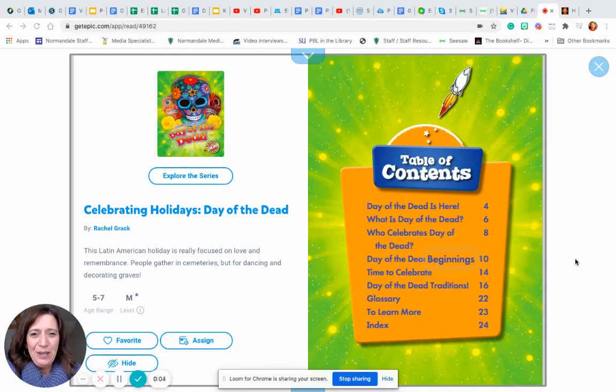I'm excited to share with you today a book about a holiday that some people celebrate this week called Dia de los Muertos, or Day of the Dead. You may be celebrating another holiday this week called Halloween. Some of the things about Halloween and Day of the Dead are the same, so you can compare them. Some of the things about Day of the Dead and Halloween are different.